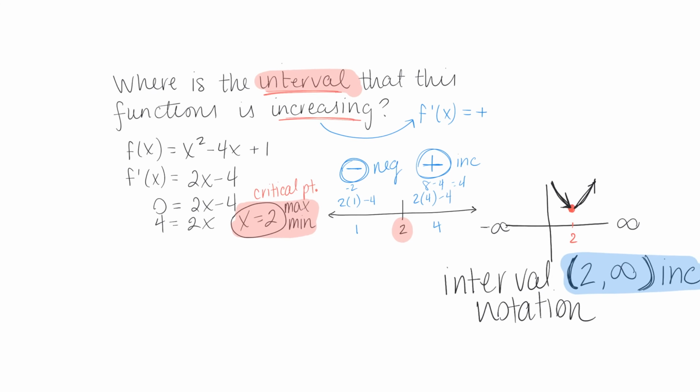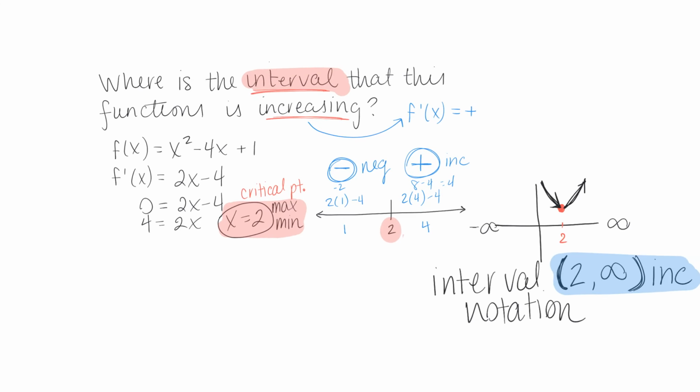Let me remind you what we just did. We said, what interval is this function increasing? An increasing function means increasing slope. So we took our original function, we found its derivative, and we set the derivative equal to 0. And that number gave us our max or min. We don't know if it's a max or min yet. That's why we just referred to it as max min. And that's a critical point. That means that things are happening there.